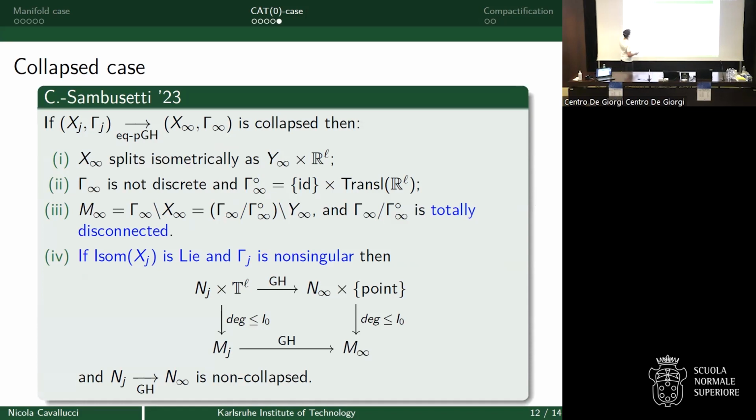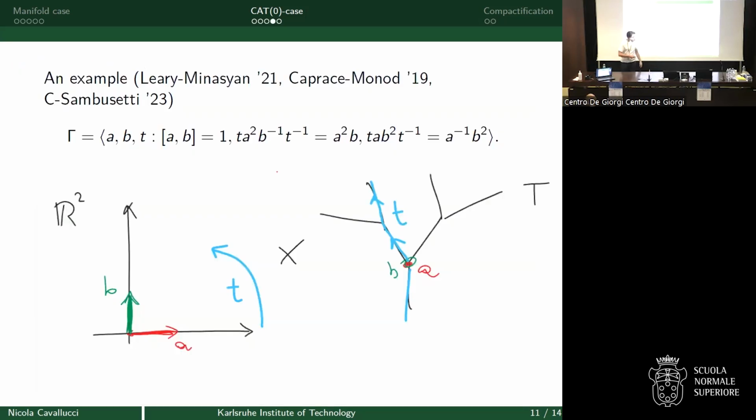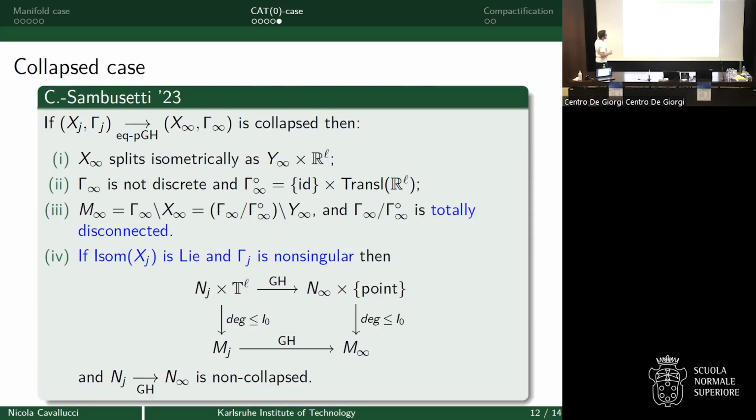And so as before, we can write the quotient space as the quotient of X infinity by gamma infinity. First of all, we quotient by this normal subgroup. We erase the Euclidean factor, and then we remain with that: a CAT(0) space with all the nice properties we had before, quotient by this totally disconnected group, and this must be totally disconnected. In this example, you are erasing this part, and you are taking this totally disconnected group, more or less. Okay, so it must be totally disconnected.